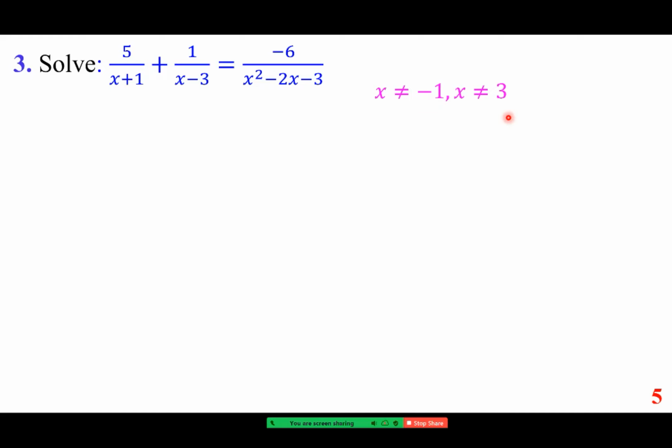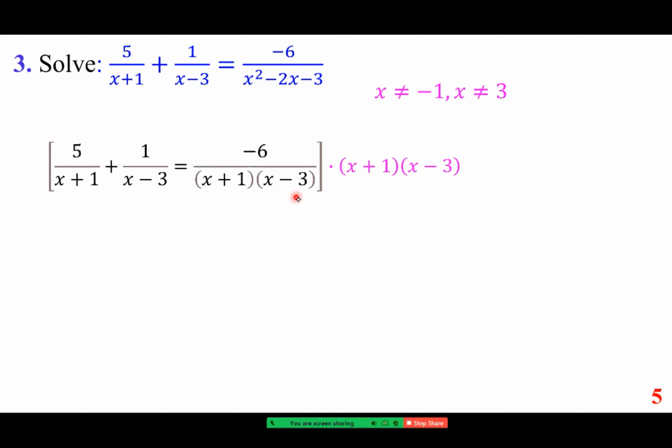So with that being the case, let's multiply both sides by the LCD, which means x plus 1 times x minus 3. So what happens? First of all, this notation means that you're multiplying every piece by that. That's the meaning of putting everything in brackets. If you multiply these two, x plus 1 goes away, you get 5 times x minus 3. If you multiply these two, x minus 3 goes away, 1 times x plus 1. And the right side, everything cancels out, you're left with negative 6.